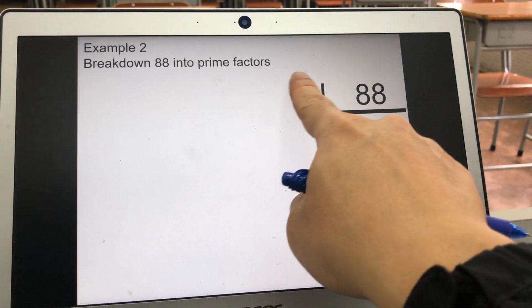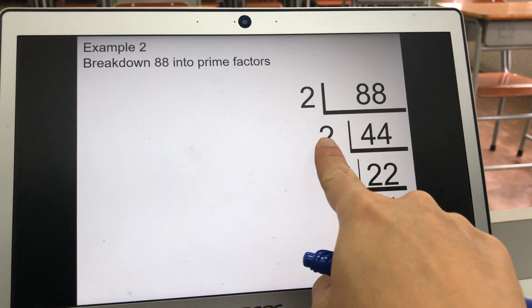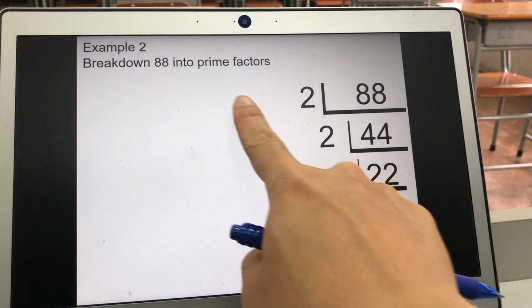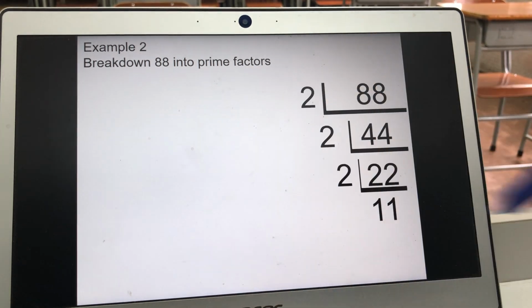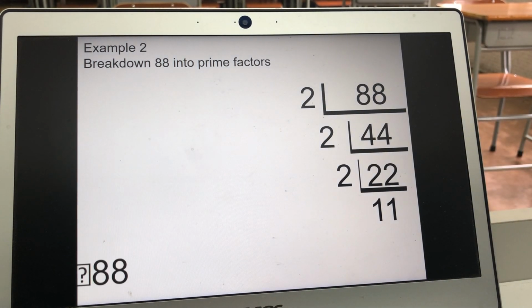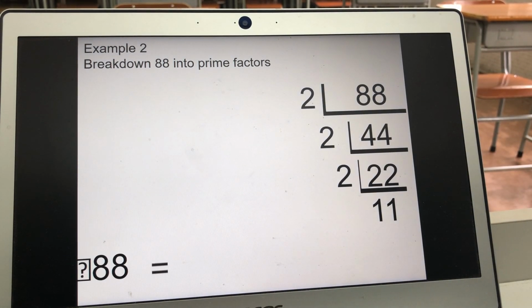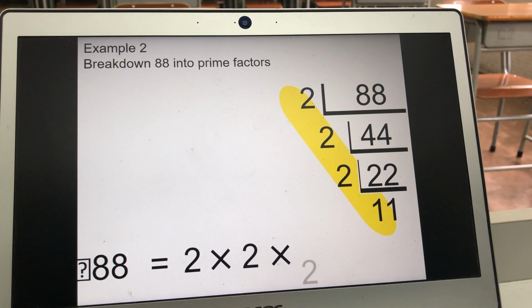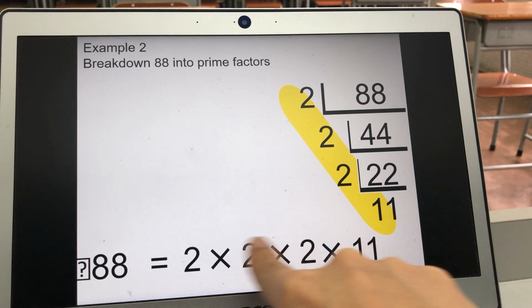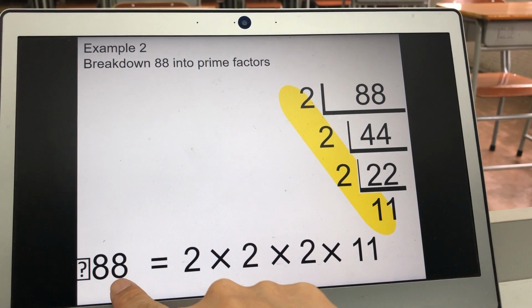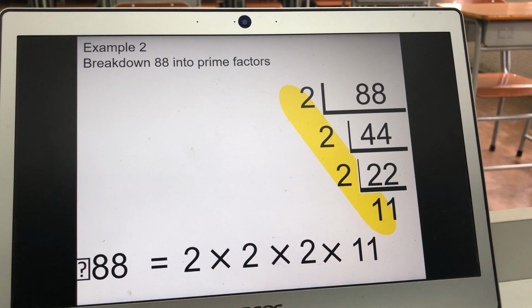So that these are the 2, 2, 2, and 11. They are all prime numbers. So we call them the prime factors. So the result is that 88 could be written as 2 times 2 times 2 times 11. These prime numbers. So these are the prime factors of 88. Okay?